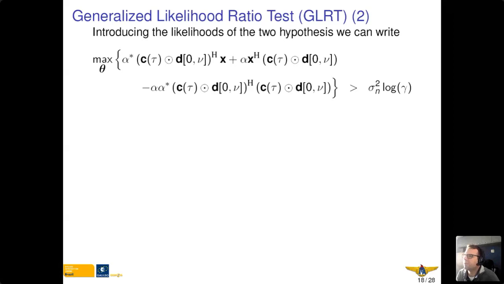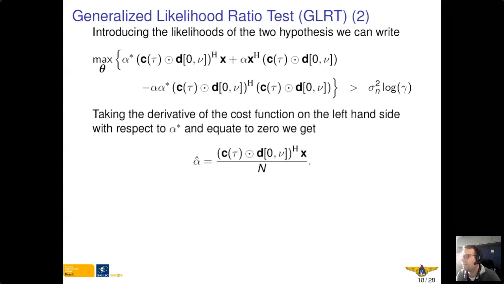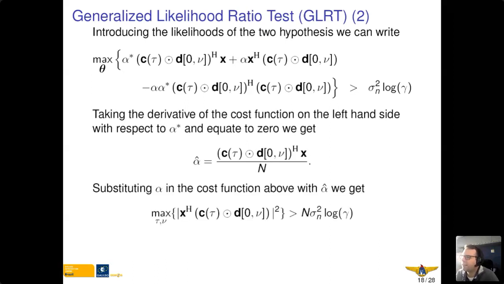Then we can again reformulate this with the same rules that we had before in the Doppler and time delay estimation. First we take the derivative of the above cost function with respect to alpha, plug alpha back into the cost function, and we end up clearly with the maximum likelihood estimator on the left-hand side for the time delay and Doppler. On the right-hand side we have modified the original threshold gamma; we have to multiply it by n sigma n squared.